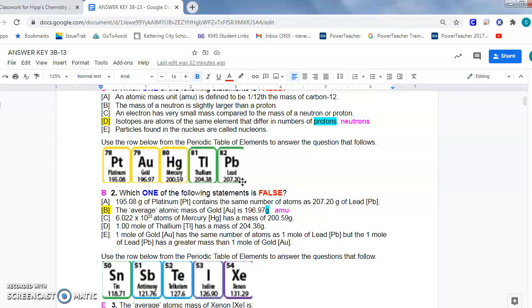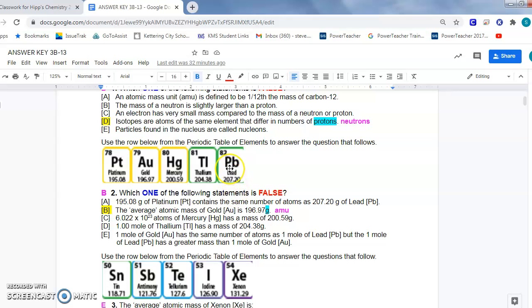But that number has two meanings. It is also the mass needed to have 1 mole of lead. So if we put 207.20 grams of lead on a balance, we would have a mole of lead on the balance, and a mole of lead would have 6.022 times 10 to the 23rd atoms. So letter A is true. They would both contain a mole of atoms. They would both contain 6.022 times 10 to the 23rd atoms.